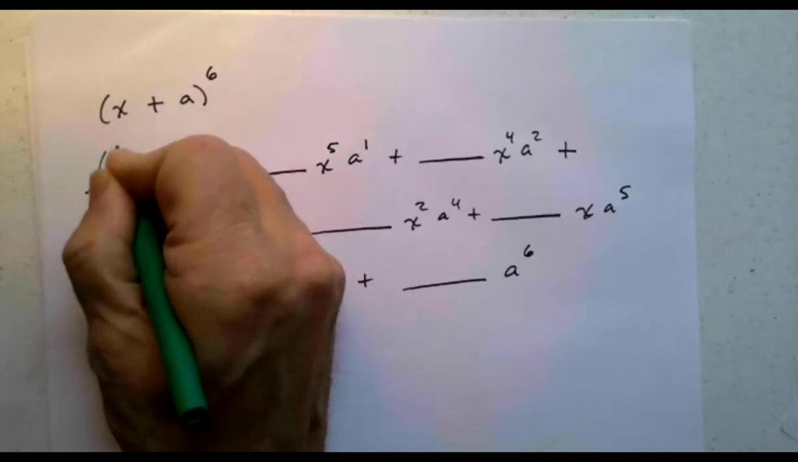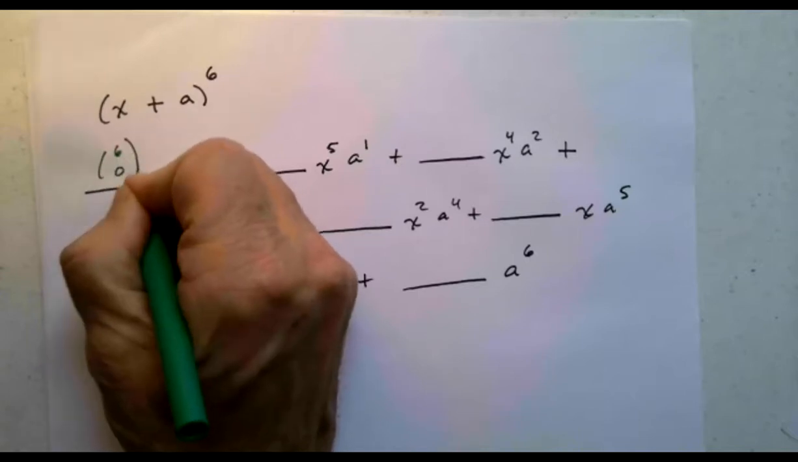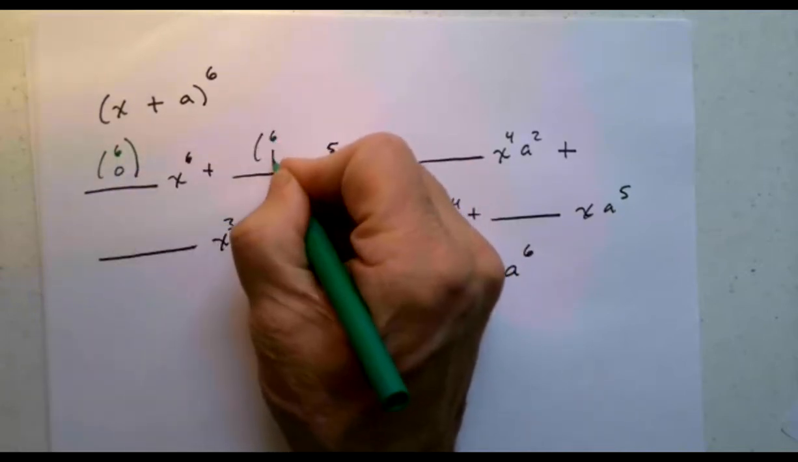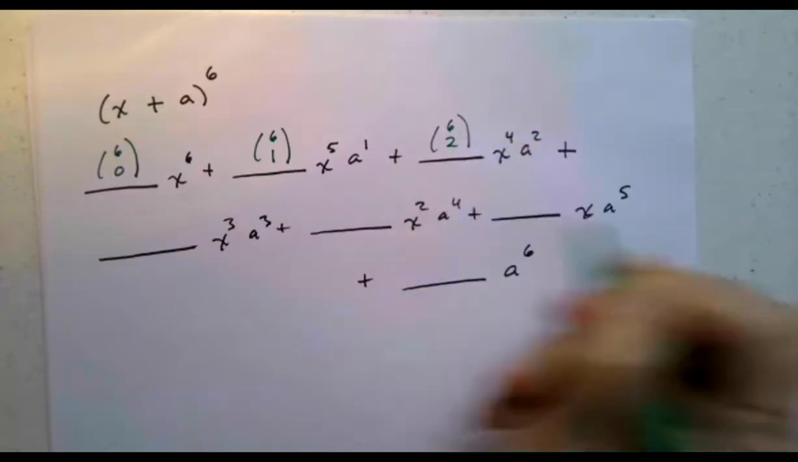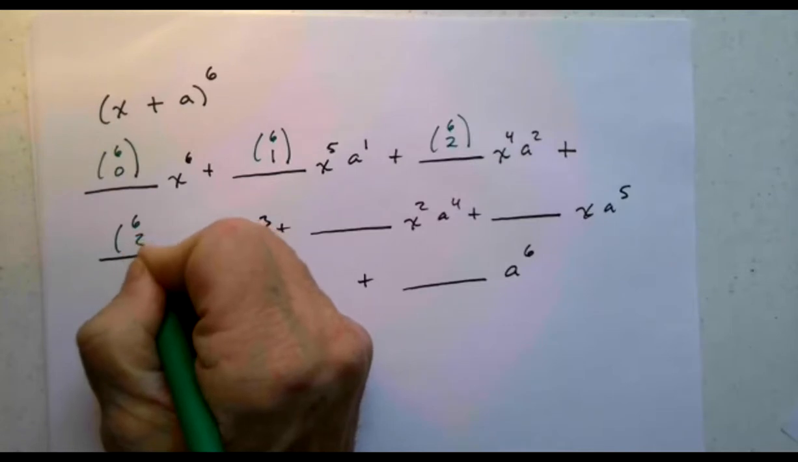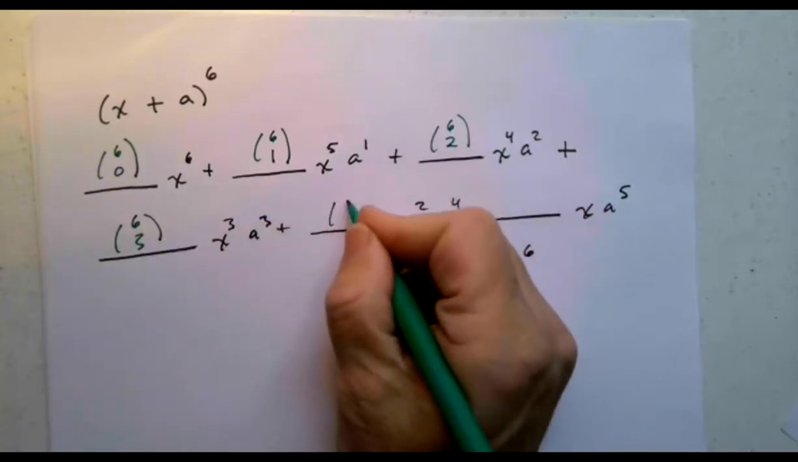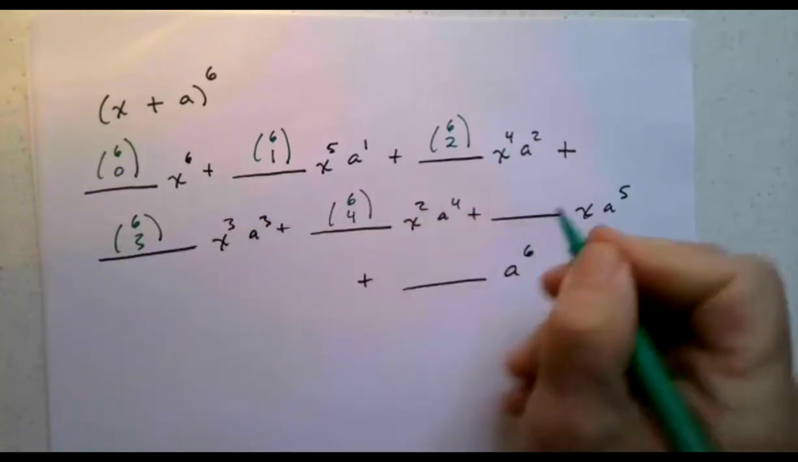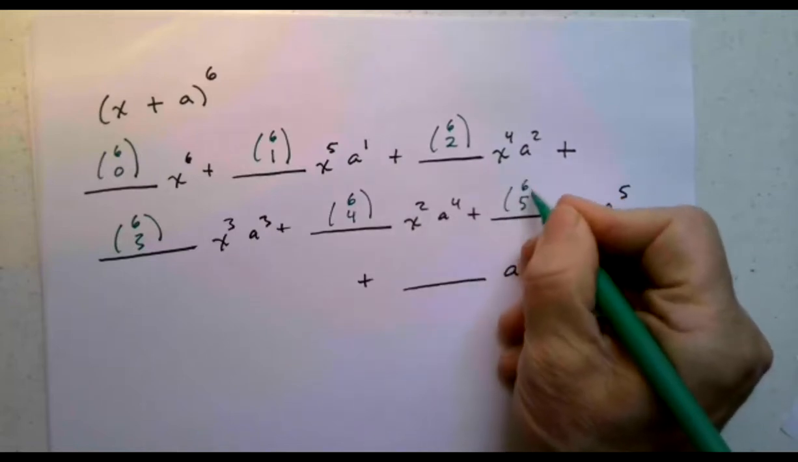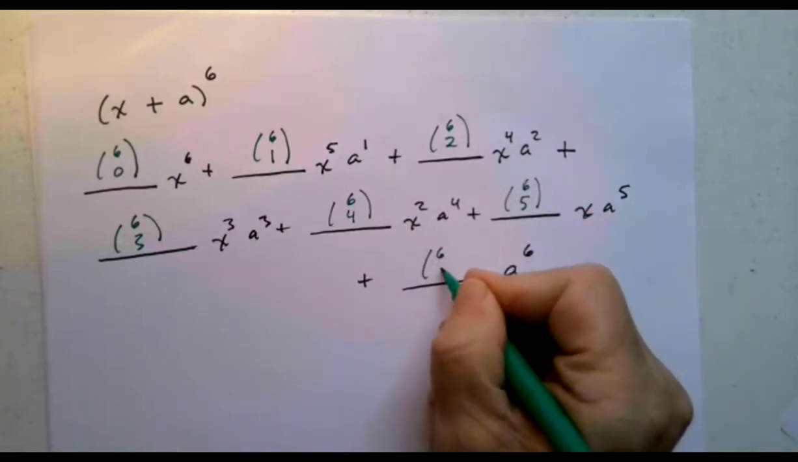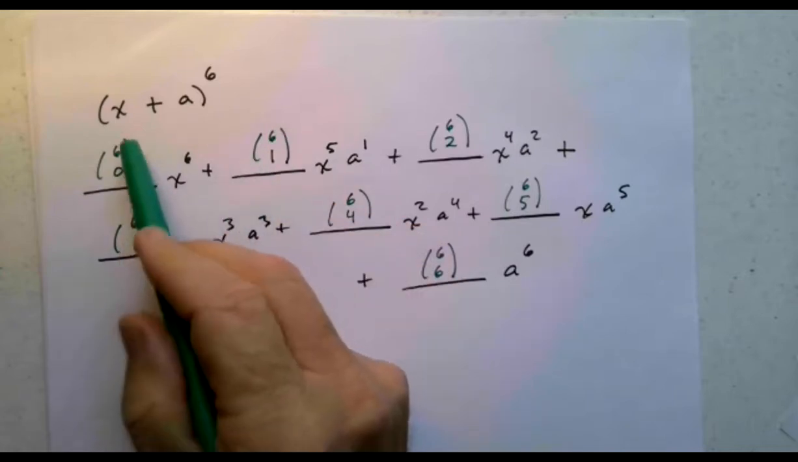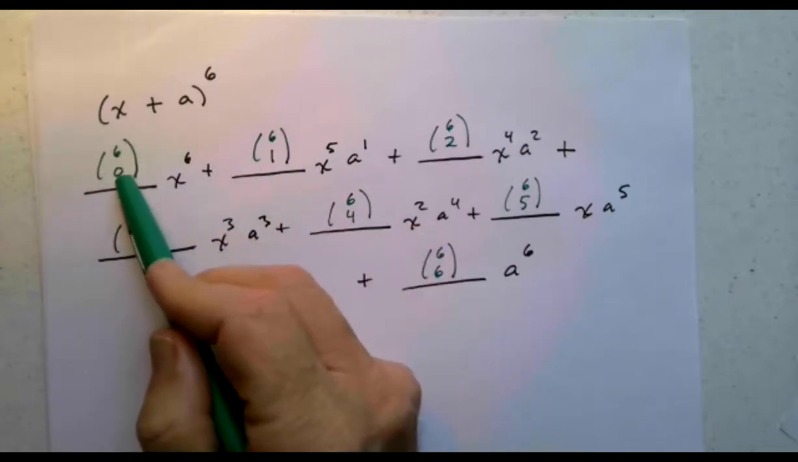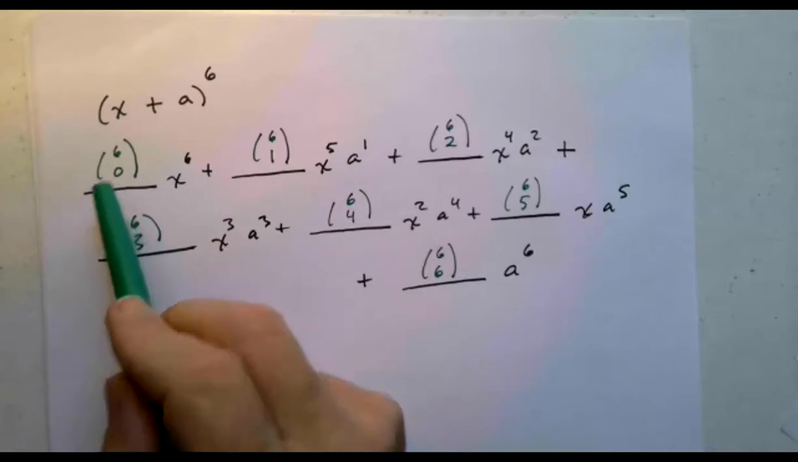So we start with 6, choose 0, written this way. Then 6, choose 1. Then 6, choose 2. Then 6, choose 3. 6, choose 4. 6, choose 5. 6, choose 6. What does that mean? If you have 6 items, how many ways can you select exactly 0 of them? Well, 1. You don't choose any of them.